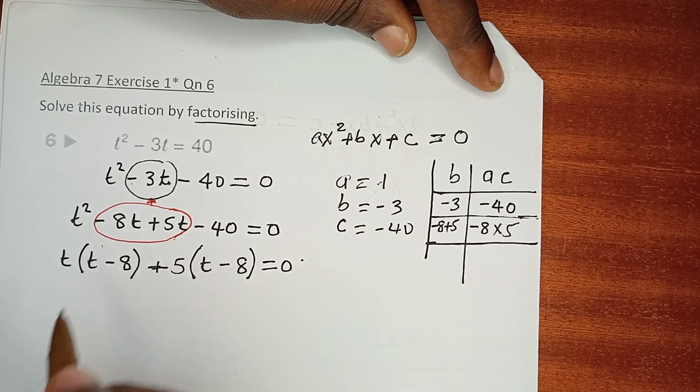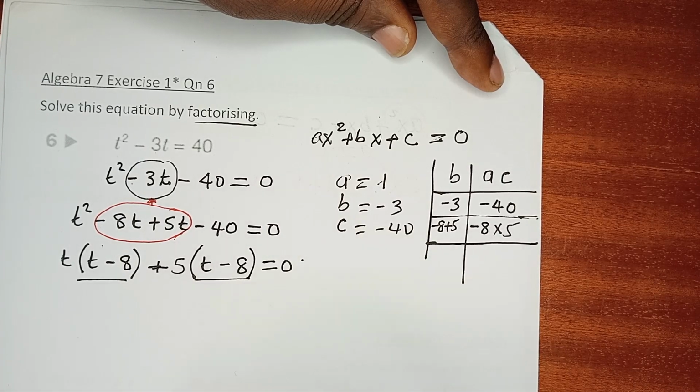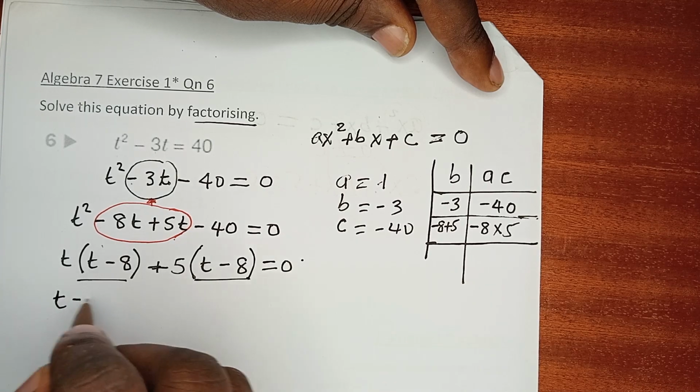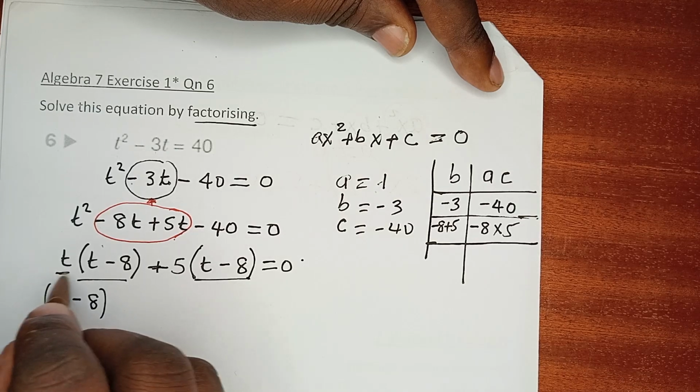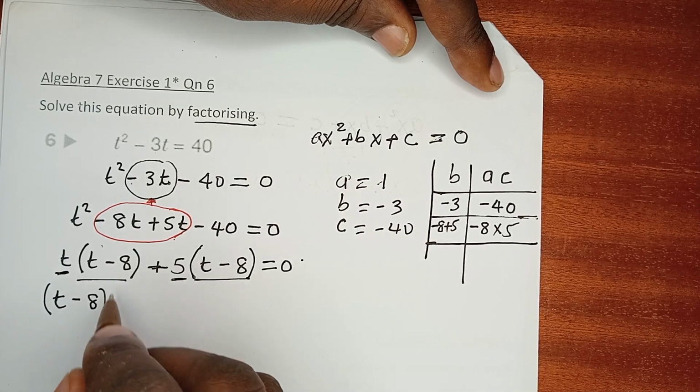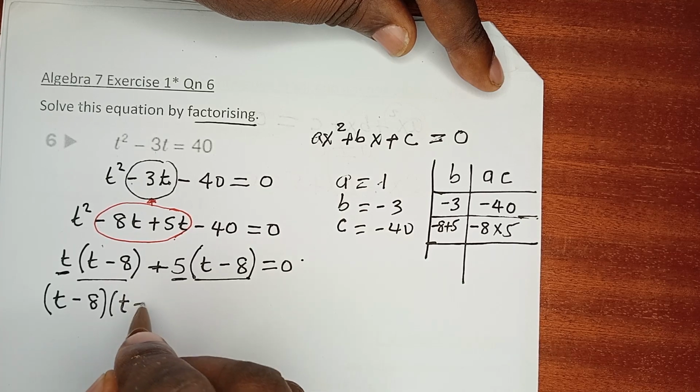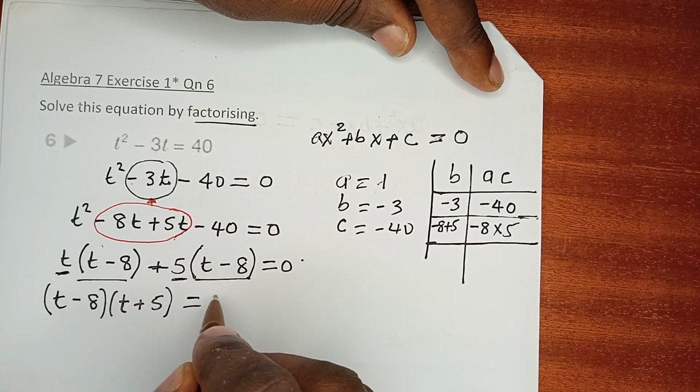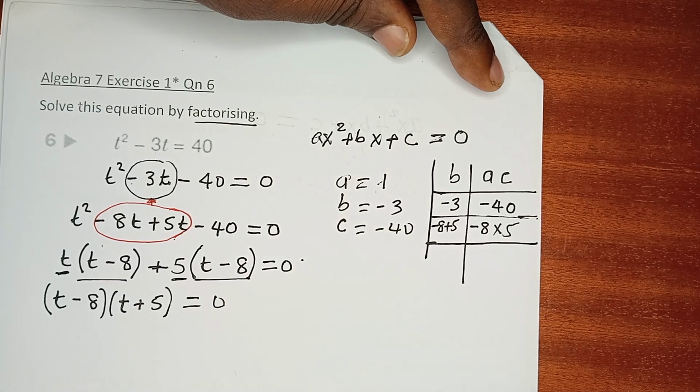We can now clearly see that this bracket is repeated twice, or the two brackets are identical. We write that part of the bracket once, and then take the terms that are factored out to make a bracket of their own. That is t plus 5. At that particular point, we have two brackets which, when multiplied out, the product is 0. When you multiply two numbers and the product is 0, it is either one of the numbers is 0 or both of them are 0.